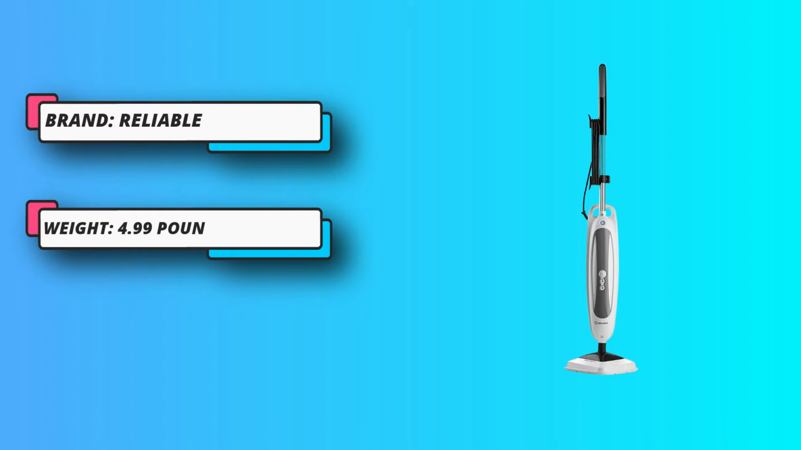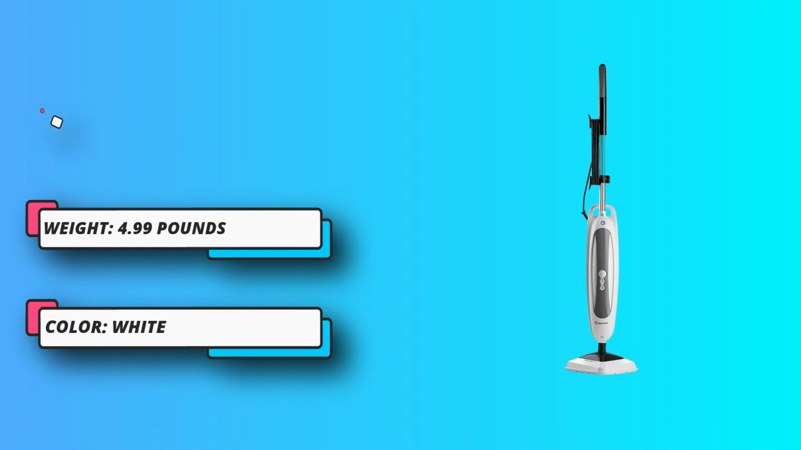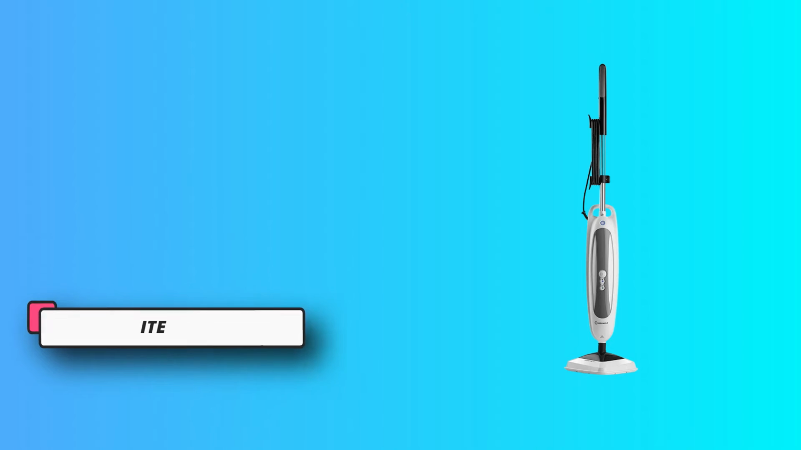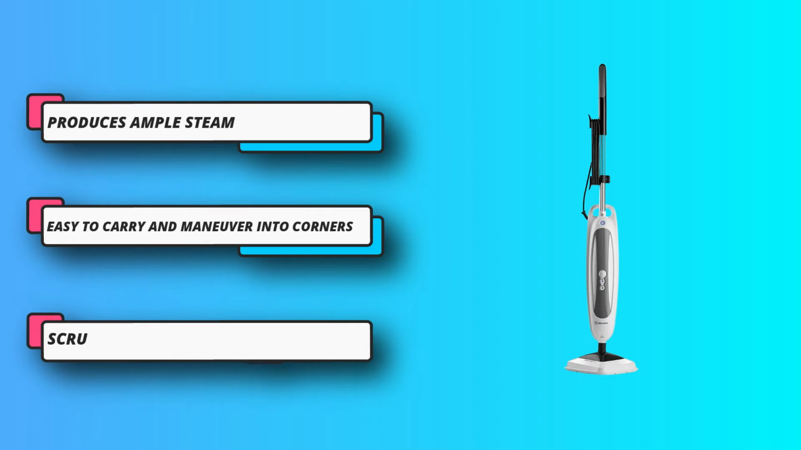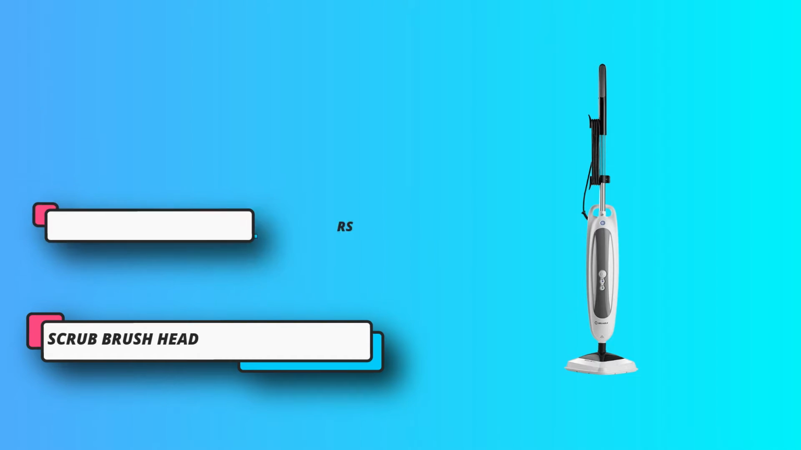The slim design and large grip handle make it easy to carry up and downstairs, and the on-demand steam button is easy to access. You'll barely lift a finger. This steam mop features a removable water tank for a quick refill during use.